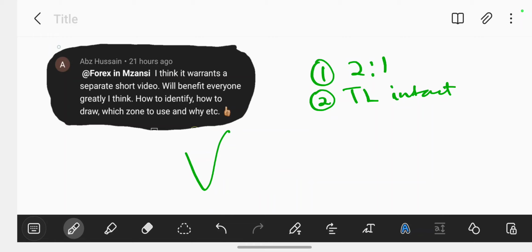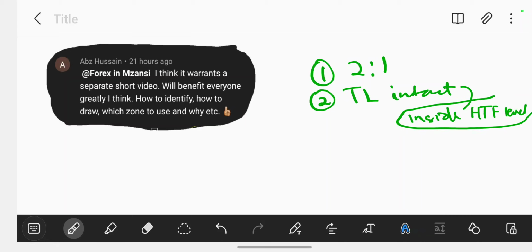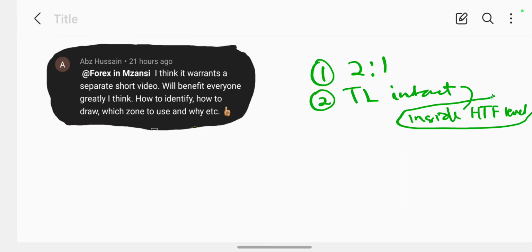And then a third reason. Most of this is going to depend on your analysis of different time frames and the structure at the time. But your trend line must be there, or even if the trend line is broken, the zone must be inside a higher time frame level. This one you only entertain if your trend line is broken.